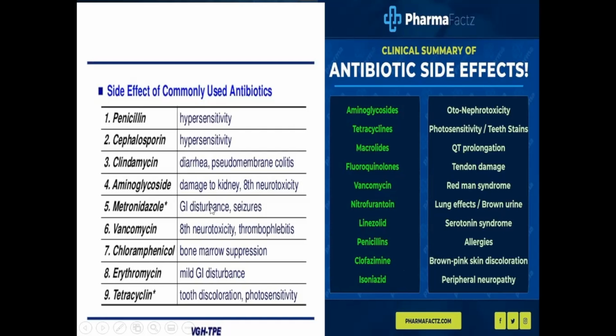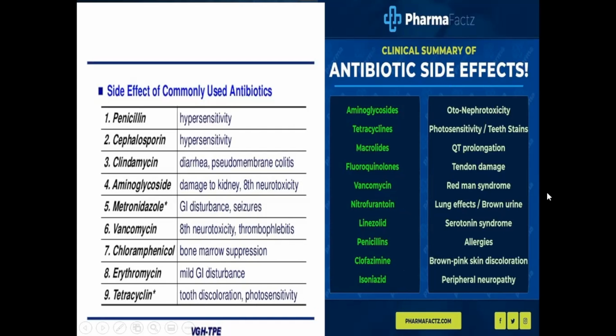Metronidazole can cause GI disturbance, diarrhea, and seizures. Vancomycin also causes vestibular toxicity and thrombophlebitis if extravasated. Chloramphenicol, bone marrow suppression. Patient can go into aplastic anemia. Erythromycin, GI disturbance. Tetracycline, tooth discoloration and photosensitivity.